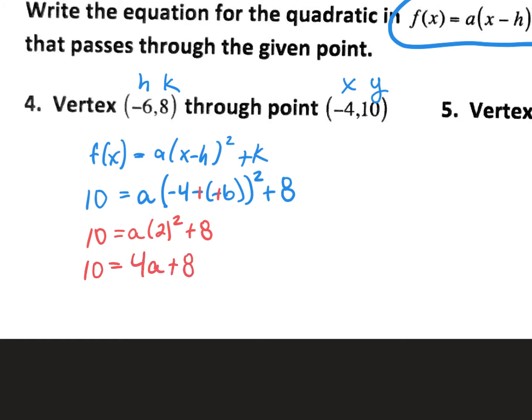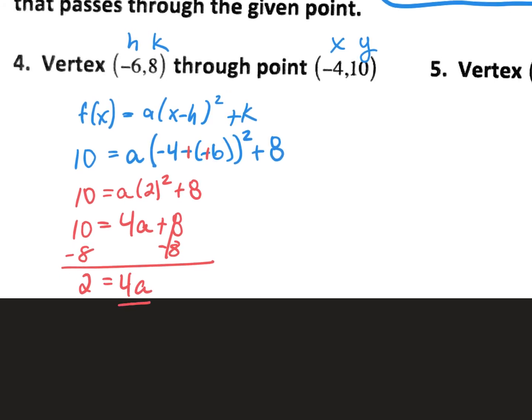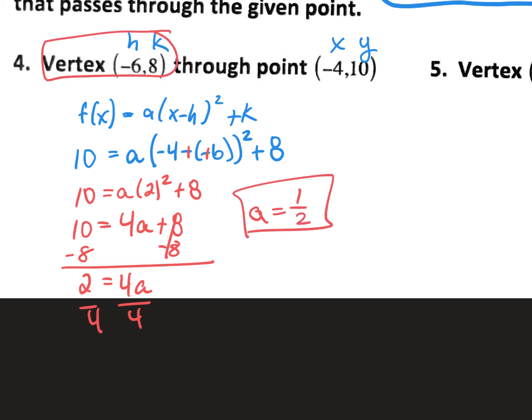Now what? Subtract 8. Great. Subtract 8 from both sides. So I have 2 equals 4a. Now what? Divide by 4. Guys, please don't tell me that a is 2. What is a? 1/2. Now I have the two pieces of information that I need to write my vertex form.